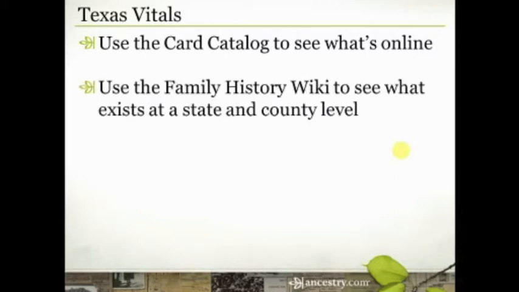Now, the Family History Wiki is the go-to place to discover if records even exist anywhere at all for the time period and location that you're interested in. Again, I'll use Texas as an example, but we'll take a look there and see what exists both at a state level, and this is a little bit new for some of you, we're going to drill down to a county level even this time to see what's available.